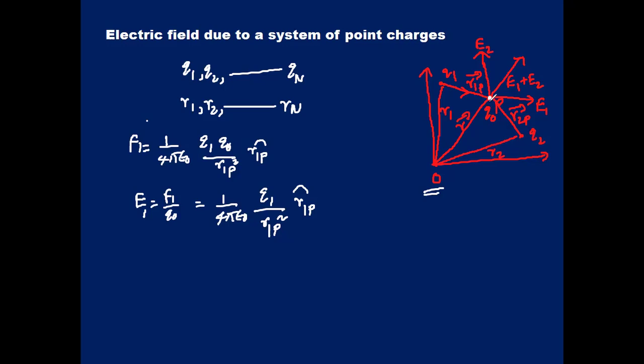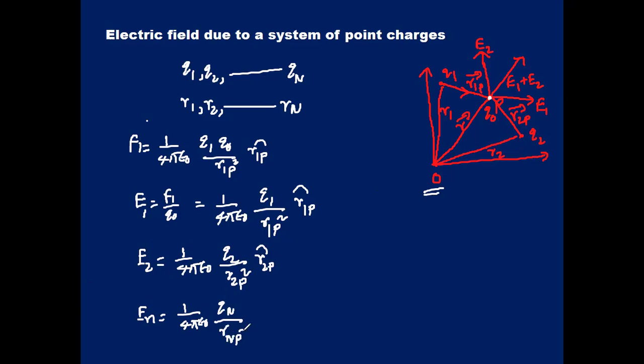Let's say another electric field due to the charge Q2. Electric field E2 is equal to 1 by 4 pi epsilon naught into Q2 by R2P square into R2P cap. So up to the nth electric field, generally we can write En is equal to 1 by 4 pi epsilon naught into Qn by RnP square into RnP cap.